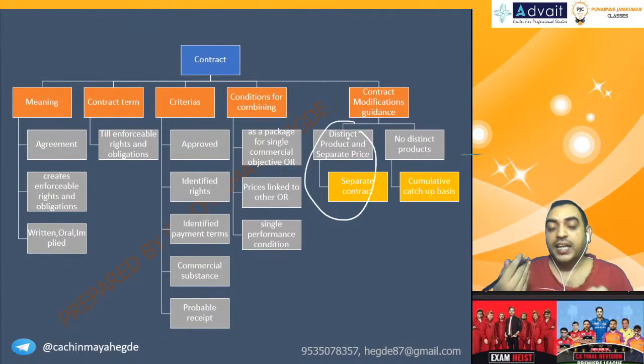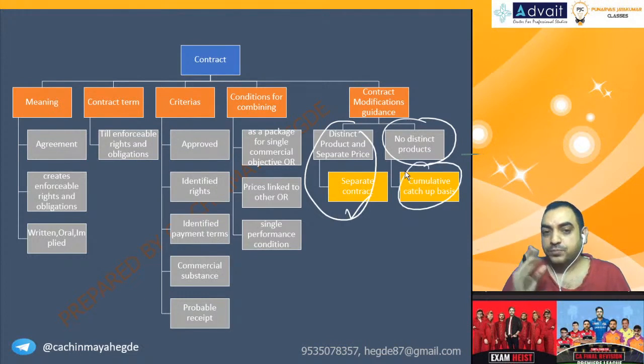If the contract modification says that there is a distinct product and a separate standalone price for that, then you treat it as a separate contract. If there is no distinct product, then you go for the cumulative catch-up basis. Let me give an example.